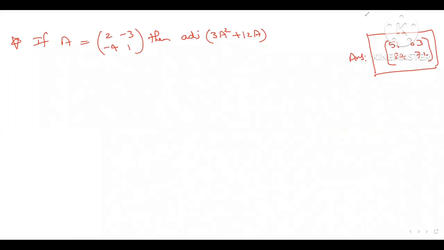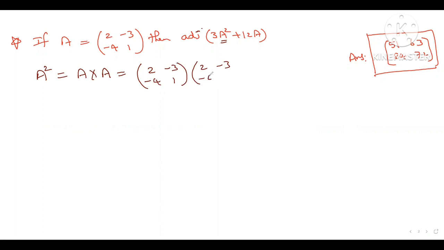Okay, now explain the next question. In the statement, matrix A is given, and adjoint of 3A square plus 12A is required. First we have to find the A square value. A square is equal to A into A, right? A value from the statement is 2, minus 3, minus 4, 1, right? 2, minus 3, minus 4, 1.